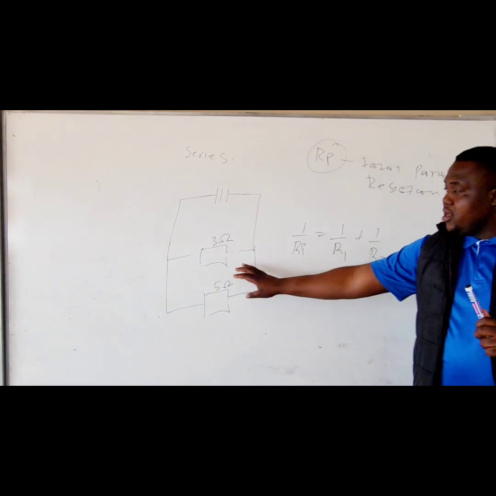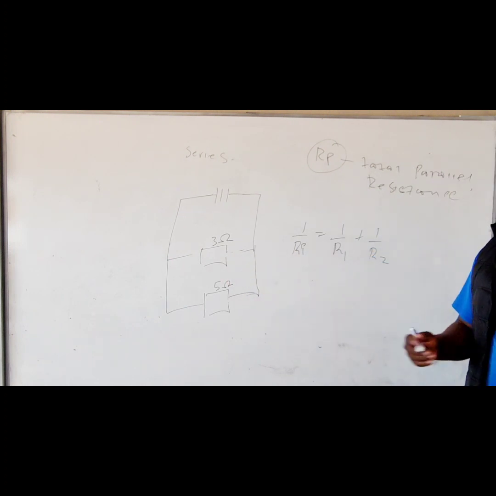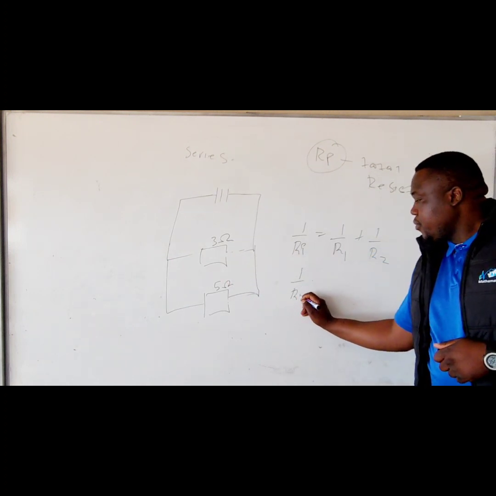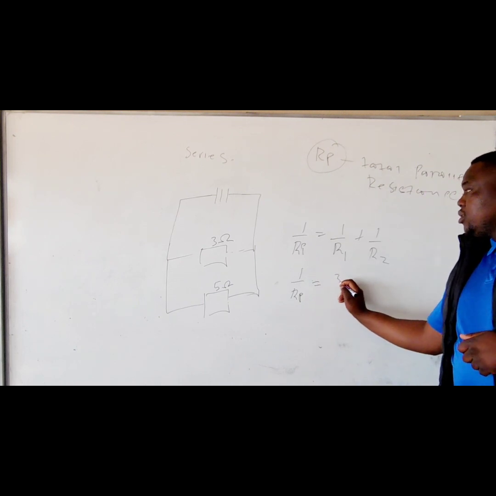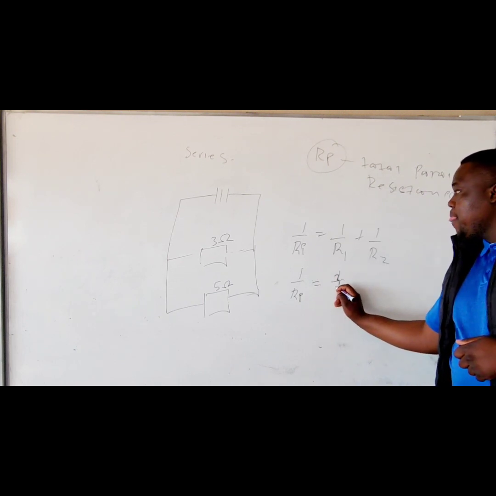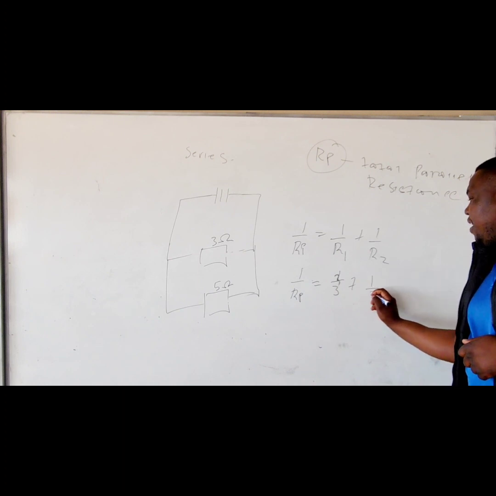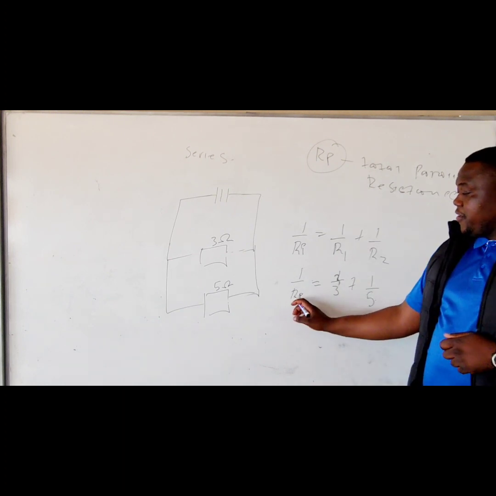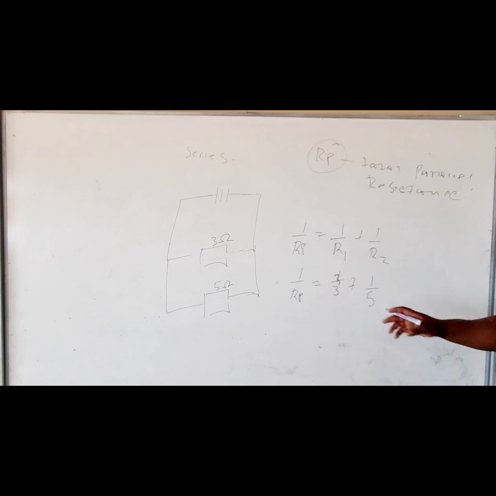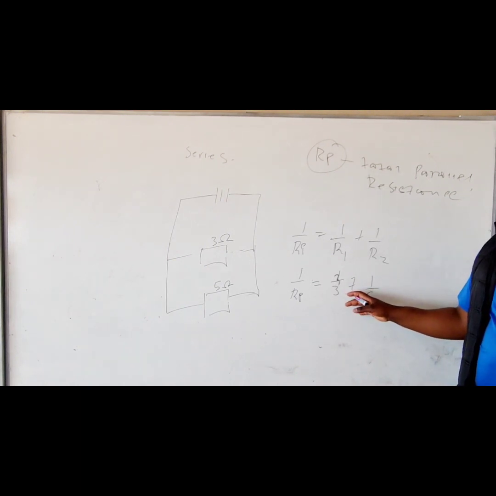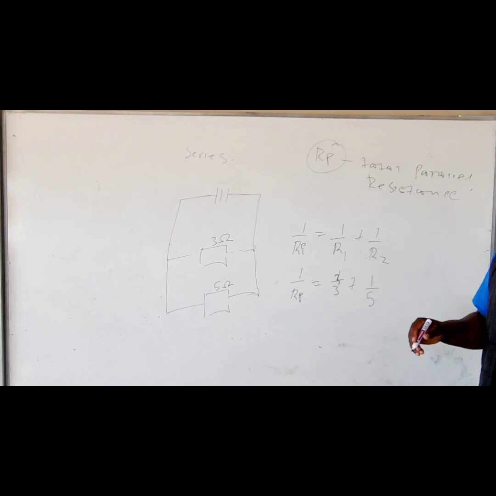So let's say we want to solve this one. How do we do it? We're going to have 1 over RP, which is equal to 1 over 3 plus 1 over 5. Then we want to solve for RP. How do we solve for RP? I remember I told you how to add fractions. When you add fractions, you do what? Cross multiply, divided by denominators multiplied together.